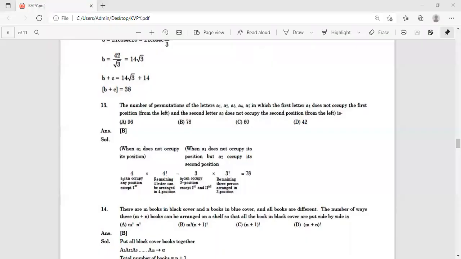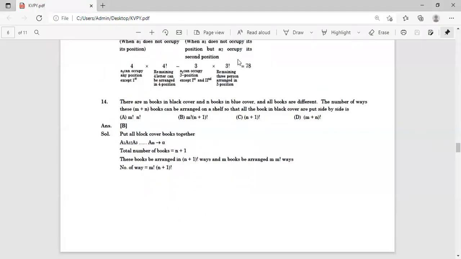So next one, again a simple question. M books in black cover and N books in blue cover. All books are different. Number of ways that M plus N books can be arranged on a shelf so that all books in black cover are put side by side. So all black books are together. So we'll have a rope method or tie method.